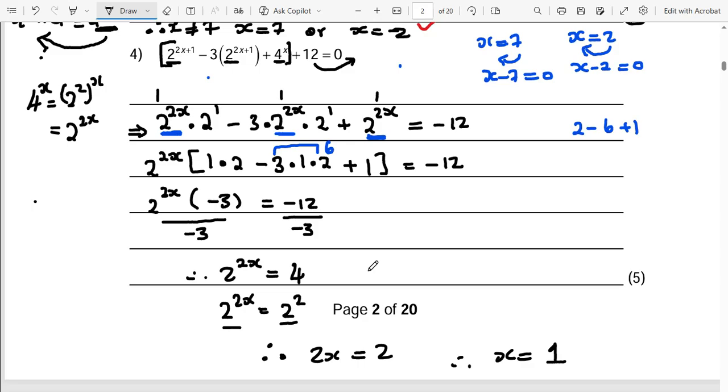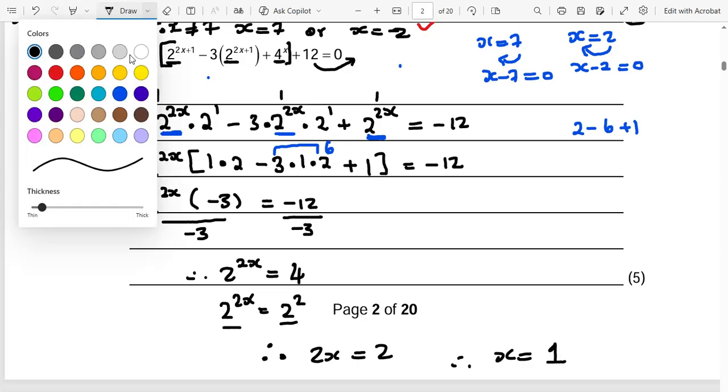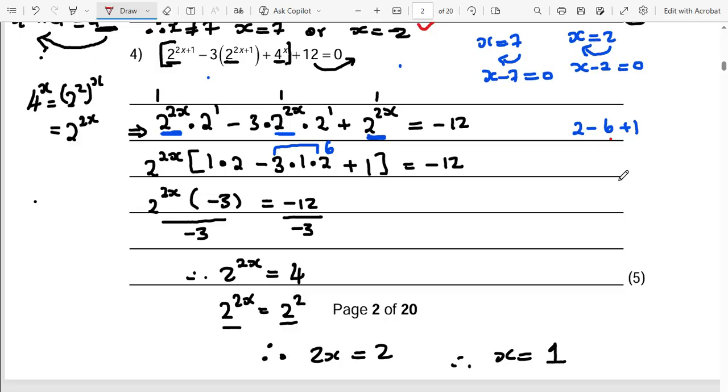But remember again, it is very important for you to understand the mark allocation. How are they going to mark this question? For most of the time, if you have this type of question where you need to split your terms, there's definitely a mark for that, for splitting. So this mark is for splitting. And then for taking out the common factor, for factoring, there's a mark for that.